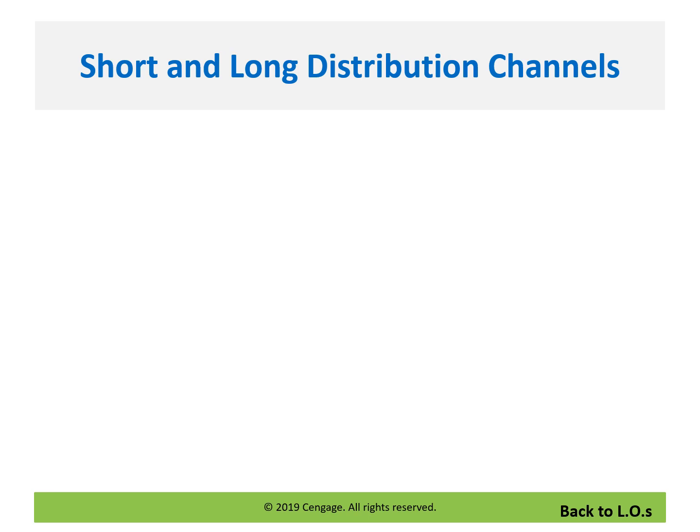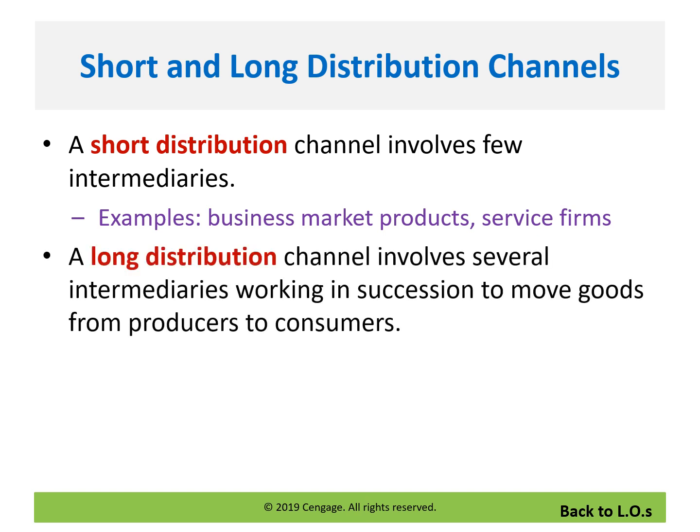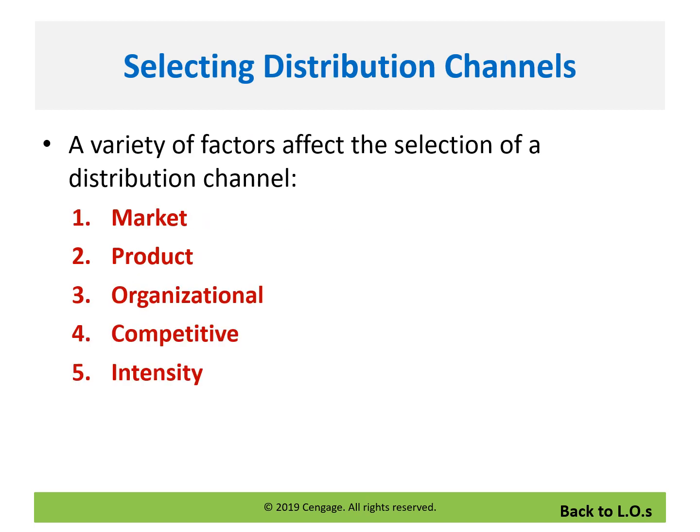Short versus long distribution channels. A short distribution channel involves few intermediaries. Examples of these are business market products or service firms. A long distribution channel involves several intermediaries working in succession to move goods from producers to consumers.